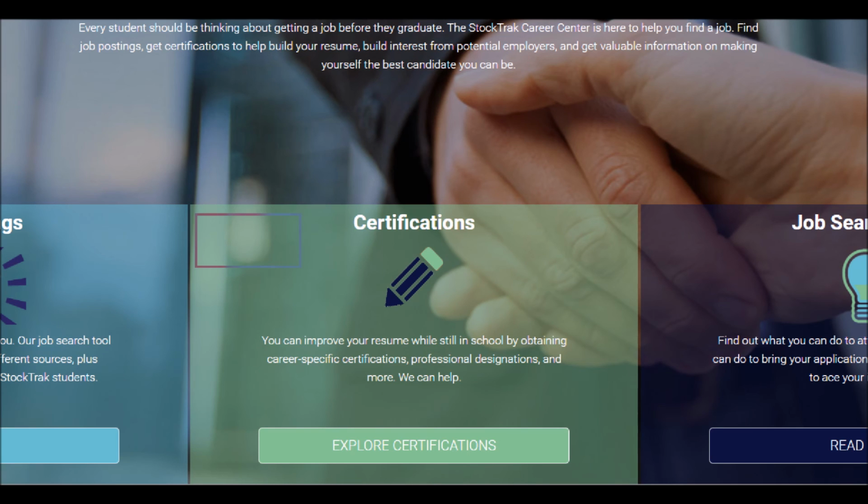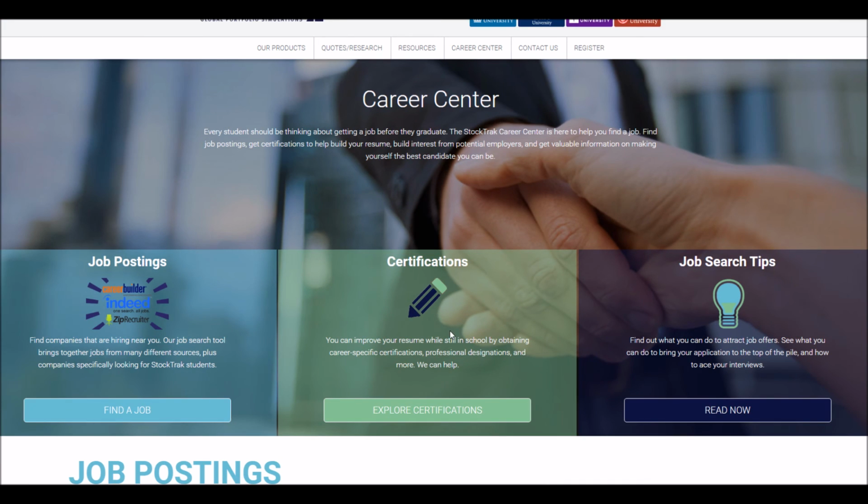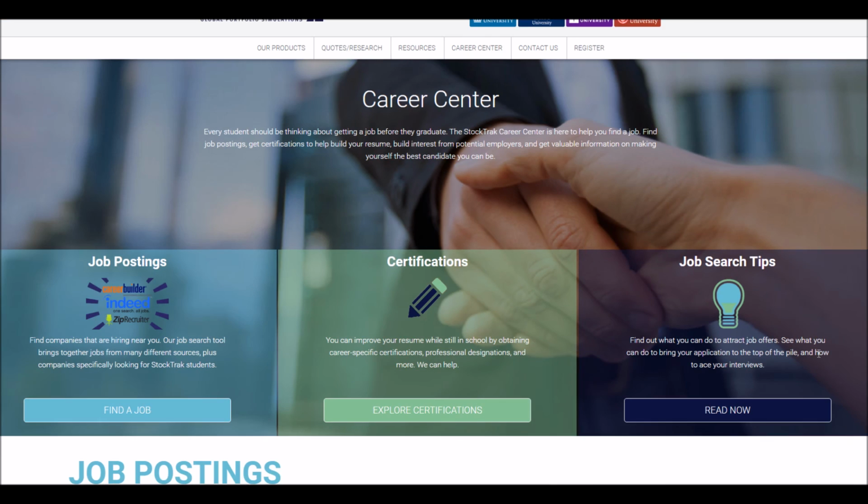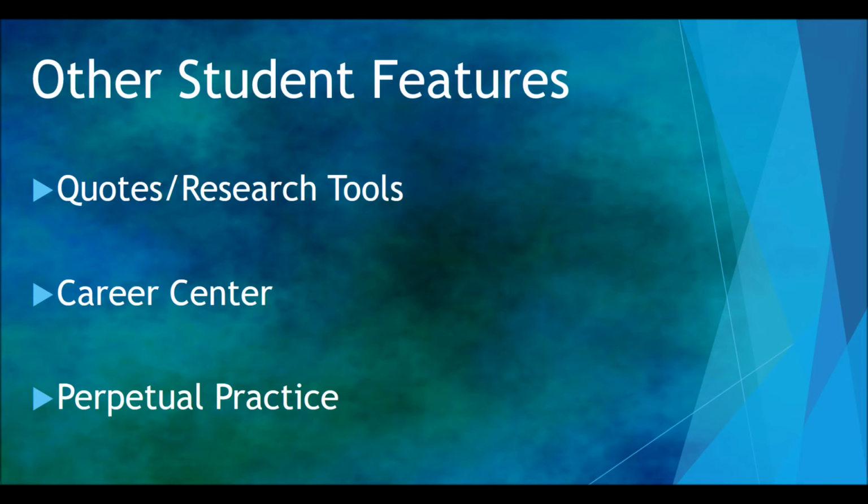We also have information on different certifications, such as the Series 7, CFA, CFP, CPA, and much more. So if your students are looking for a way to get a certification to help their job prospects, this is the first place to look. Our Job Search Tips section includes ways for them to optimize their applications with keywords, how to sit and win at job interviews, and much, much more.